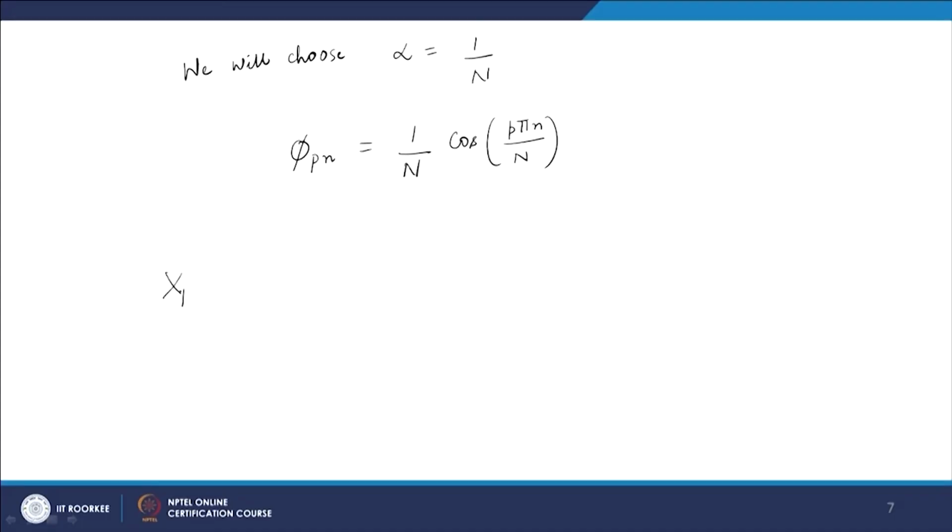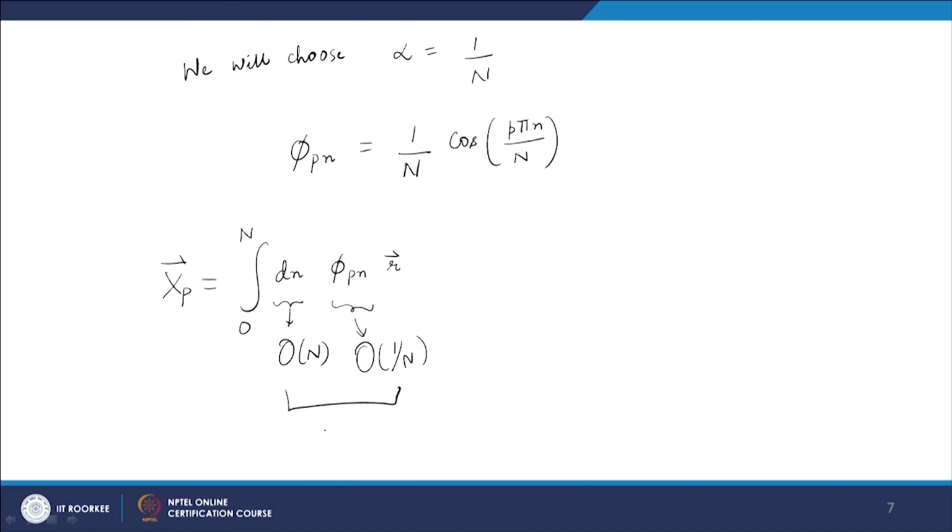and the reason why we have taken alpha is equal to 1 by N is because if you recall, my x_p is given by this, d_n is of the order of N. So, if I multiply this with a quantity that is of the order of 1 by N, the net quantity will be of the order of unity. That is one justification why we are taking alpha equal to 1 by N, because that gives me a quantity of the order of unity in the equation I have written for x_p.